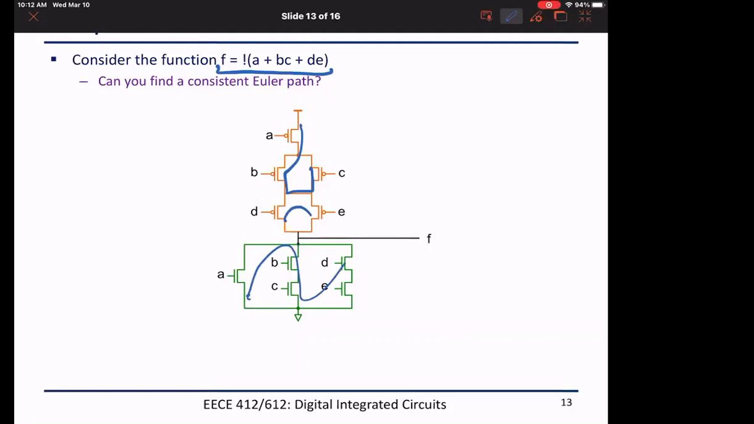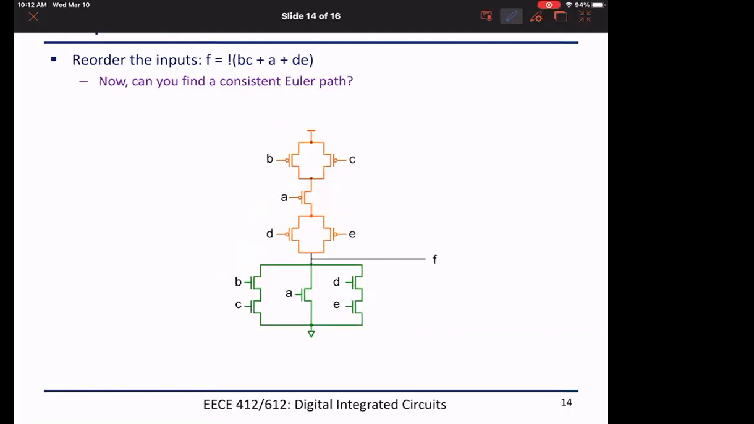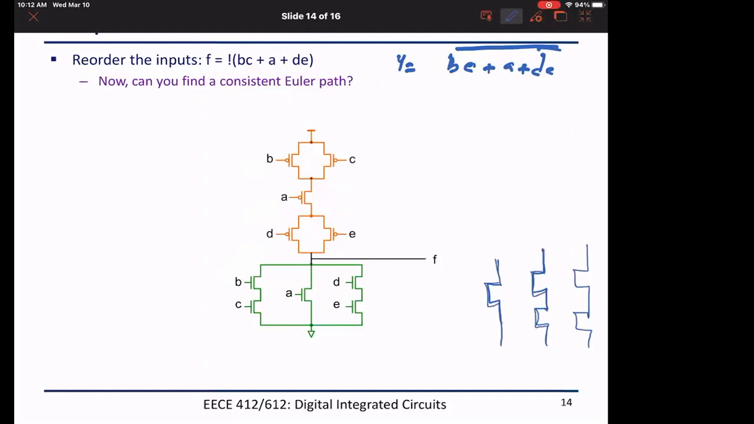So let us see another topology, okay, where we placed A in the middle. Why is this so? Now first let us refresh the circuit. How do we build the circuit? Y is equal to not of (BC or A or DE). For the pull down I have A in parallel with BC, which are inner loops, and I have DE in series, in parallel with BC in series, in parallel with A, in series, because here I have three blocks.